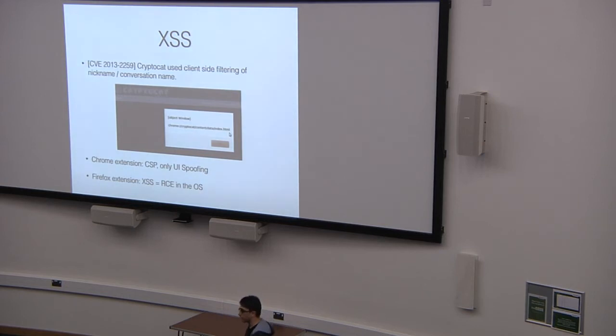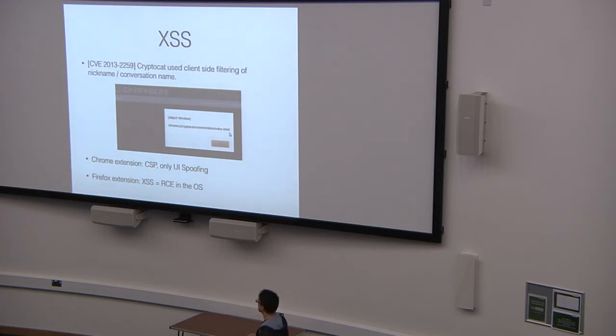So the next one is CryptoCat. Again, in order to talk with someone on CryptoCat, you need a shared room, like a chat room, which is called conversation name, I think, in the code. And of course, you need a nickname. So CryptoCat only validated the nickname upon entering it in the user interface. So you could copy the code of CryptoCat, remove that validation being done, and start a conversation with someone, embedding angle brackets and putting JavaScript code in there. And when you start a conversation with someone or join the chat room, the code would be trusted by the CryptoCat extension and just embedded in the DOM of the extension.